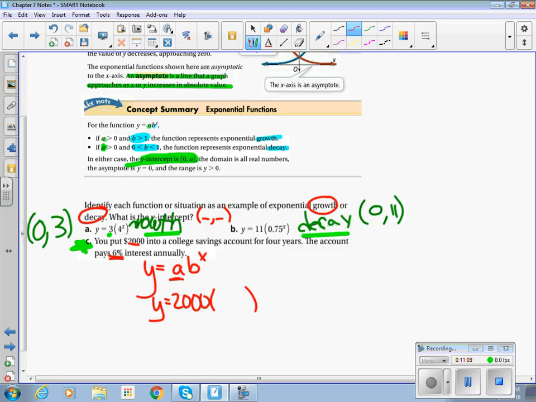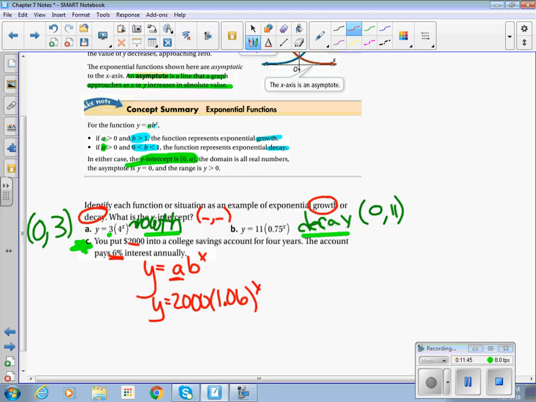But that'll just give us the interest. I want to know how much money I have in there to begin with. So I have to start with 1, because what's 1 times 2,000? That puts that $2,000 into your bank account. Then we add on the interest. So that 0.06 takes your original amount and adds the 6% interest onto it. And then x is going to be our number of years.